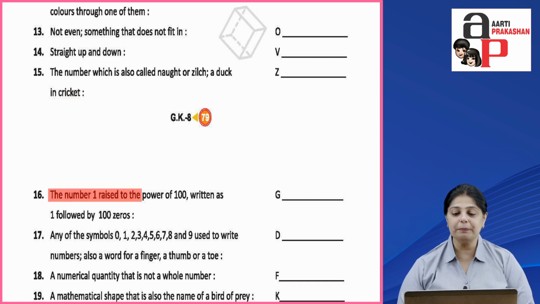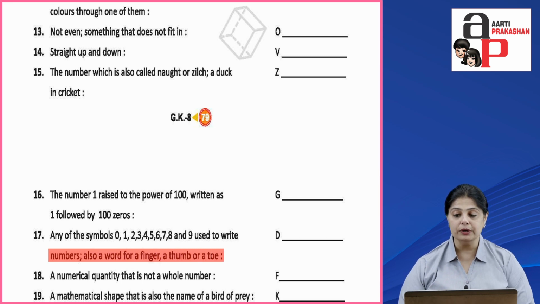The number 1 raised to the power of 100, written as 1 followed by 100 zeros, is known as Google. Okay. Any of the symbols 0, 1, 2, 3, 4, 5, 6, 7, 8 and 9 used to write numbers, also a word for a finger, a thumb or toe, are known as digit. Okay. So, the fingers which are there on our feet, we call them digits. Alright. A numerical quantity that is not a whole number. If it is not a whole number, then it is a fraction.